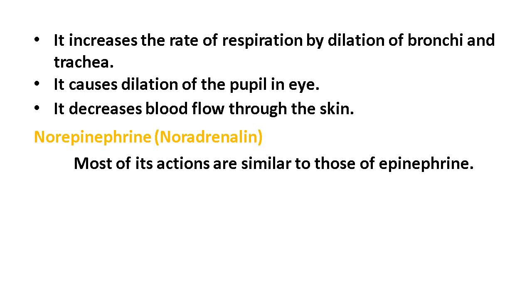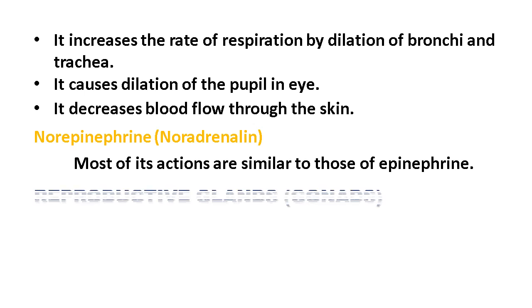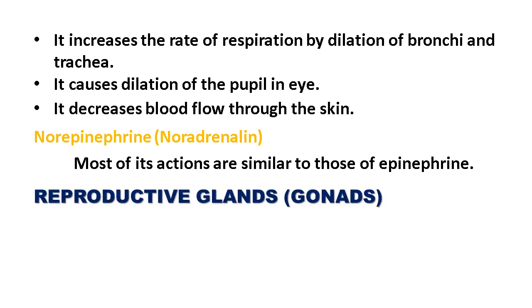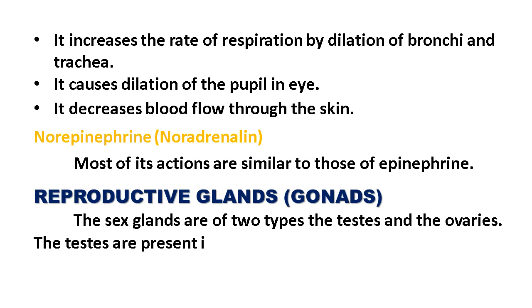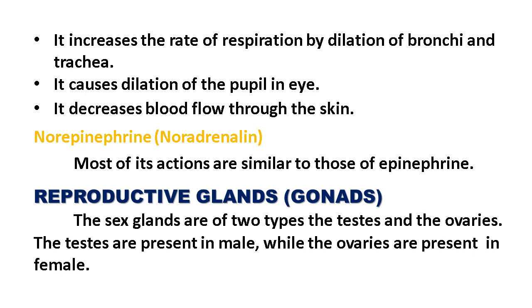The next endocrine glands to be discussed are the reproductive glands or gonads. The sex glands are of two types, the testes and the ovaries. As you have already learned, the testes are present in males while the ovaries are present in females.